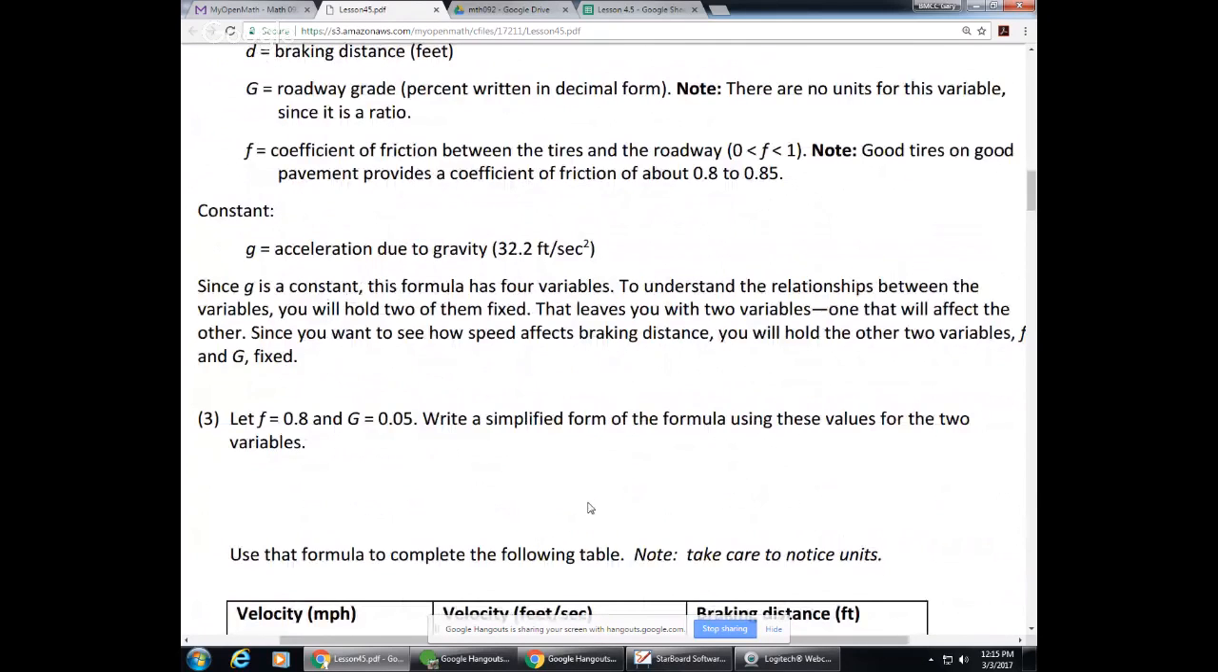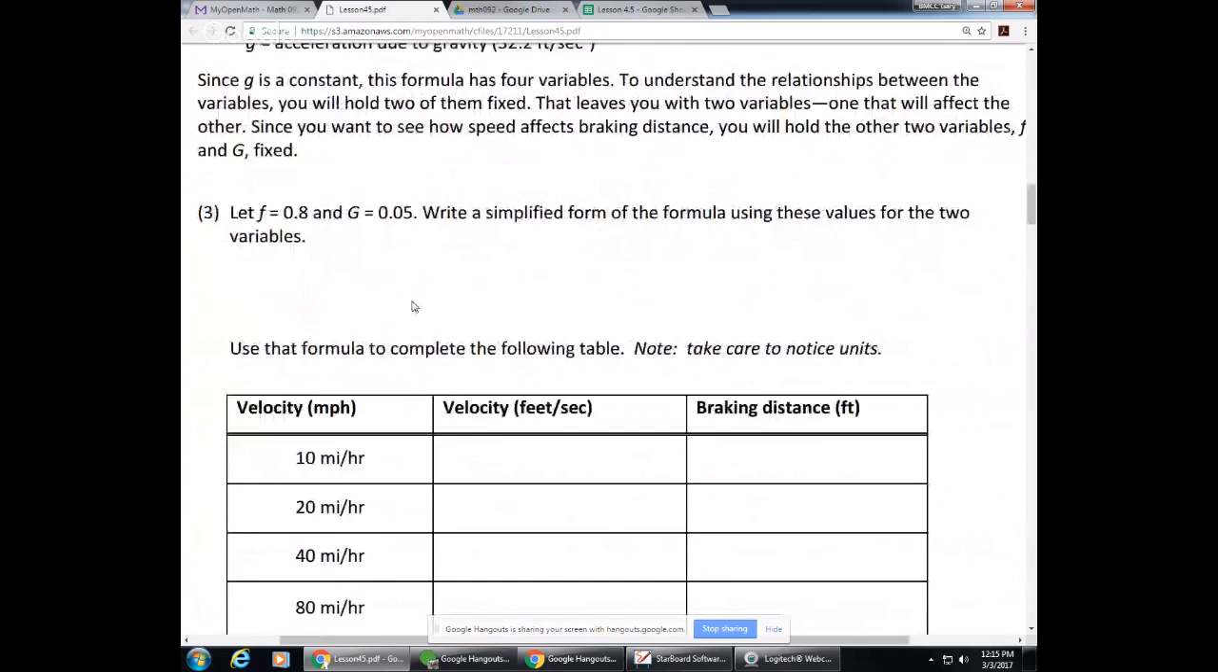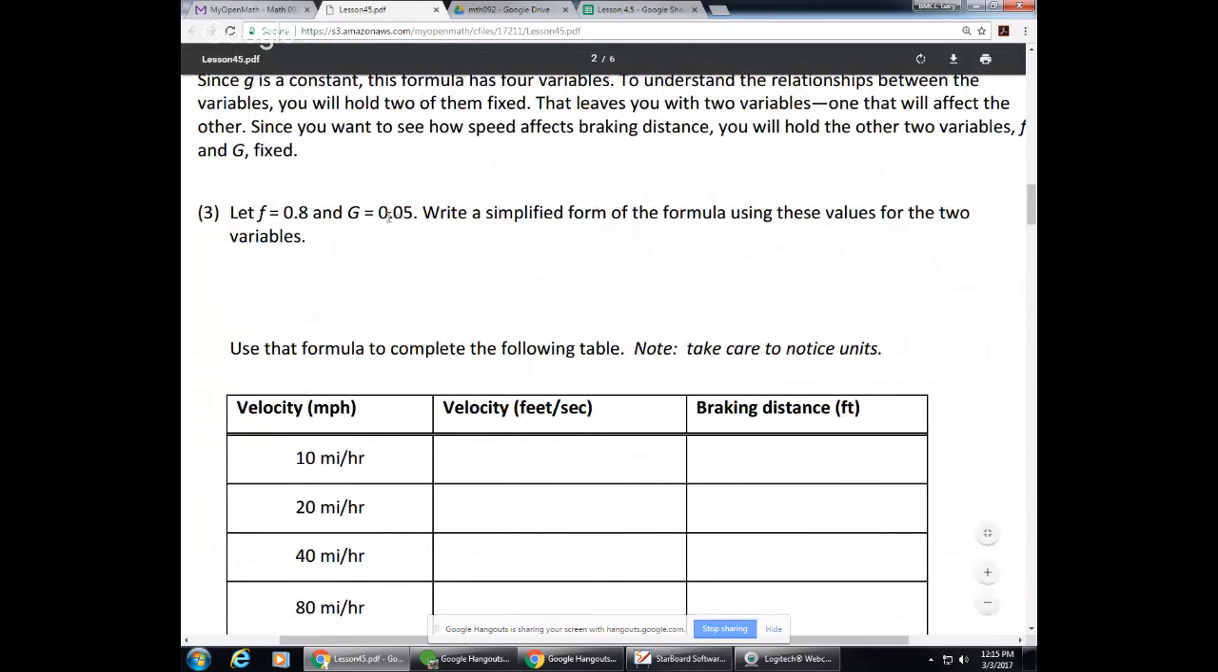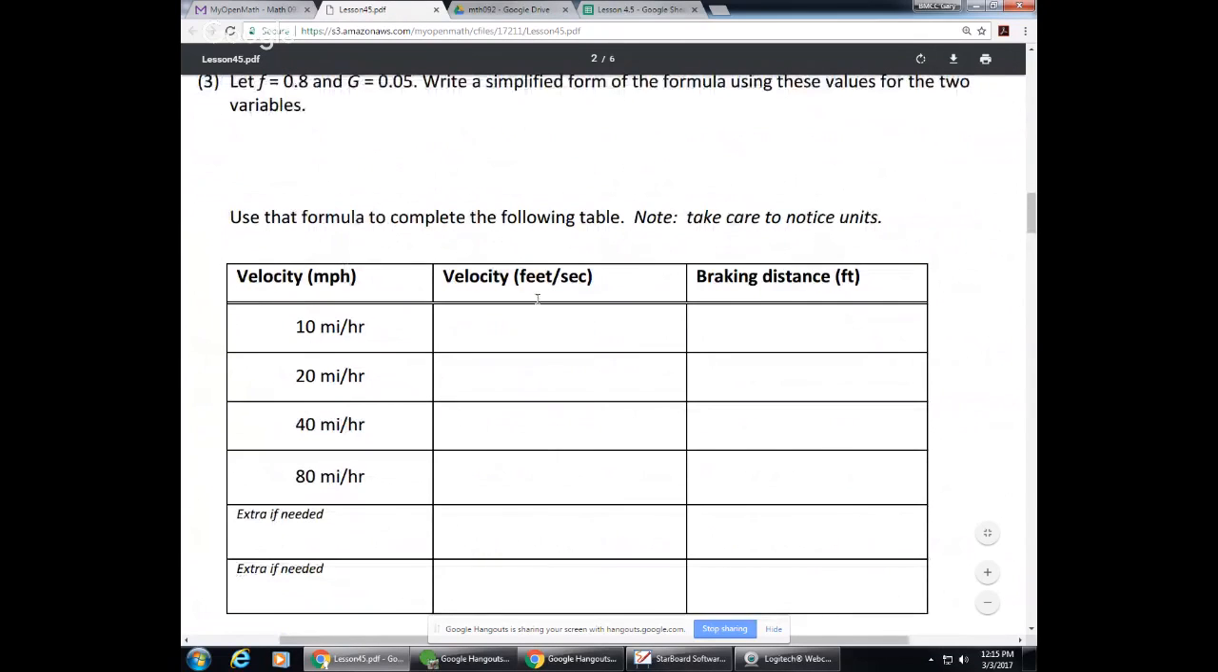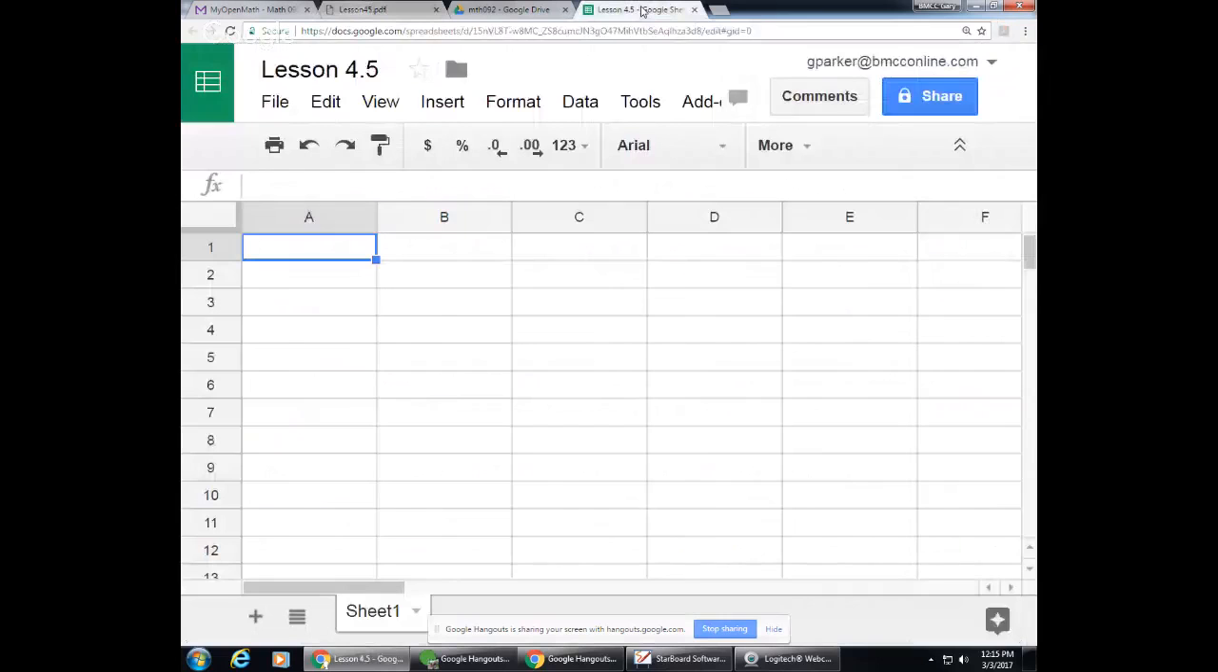In this formula, we're going to let f be 0.8, and g is going to be 0.05. So a very mild grade, 5% grade. Actually, that's not very mild. 5% grade is pretty good. So let's see what we can do. So we're going to build this table right here in a spreadsheet. So if you haven't already, get yourself a spreadsheet or watch this and then try after.